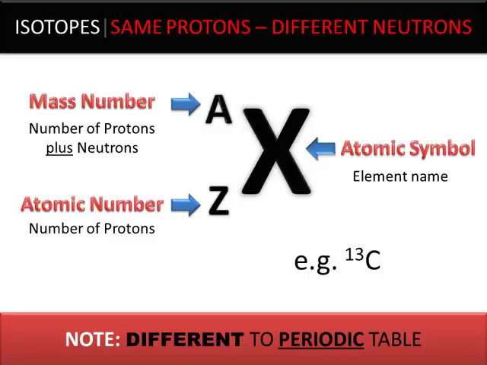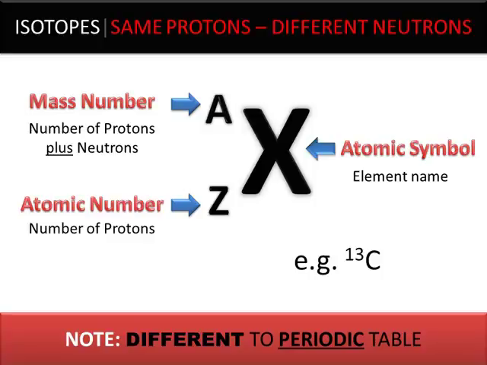Then we have the mass number A and the atomic number Z. The mass number is the sum of the number of protons and neutrons. The atomic number is just the number of protons. So using the atomic number and the mass number, we can figure out how many neutrons there are in a particular element.